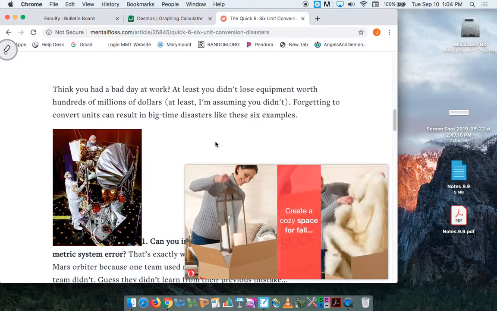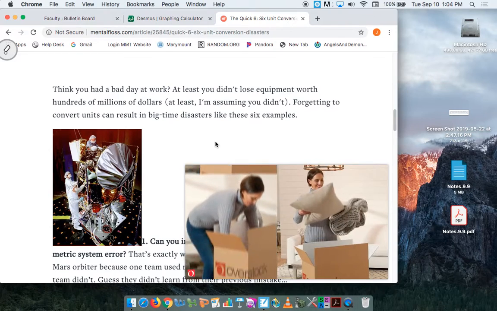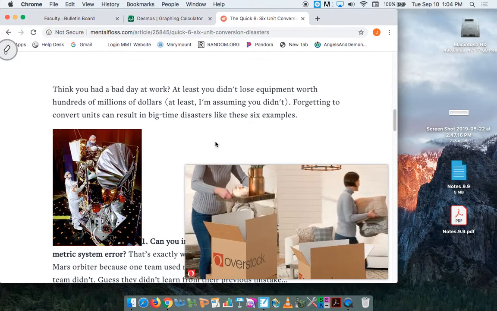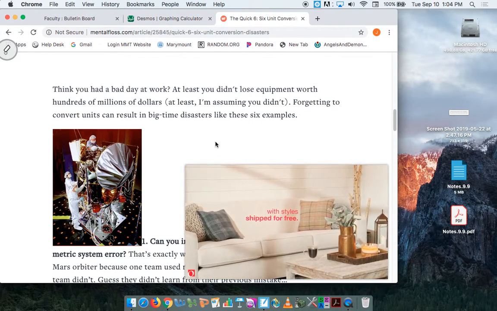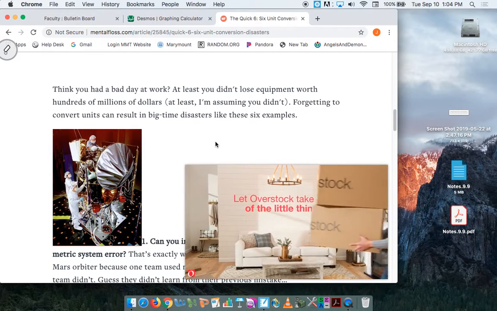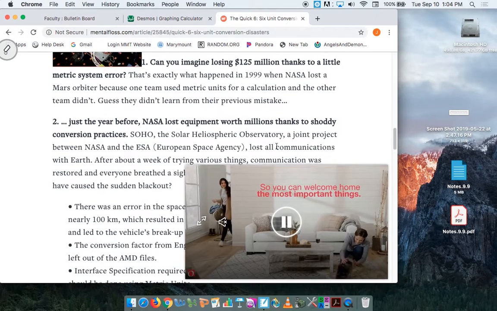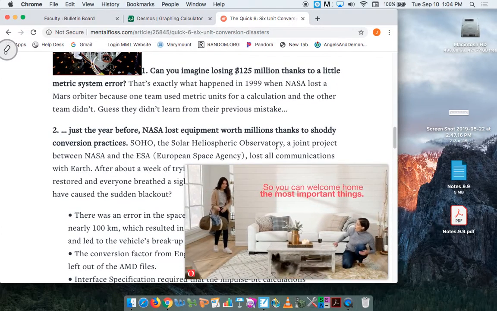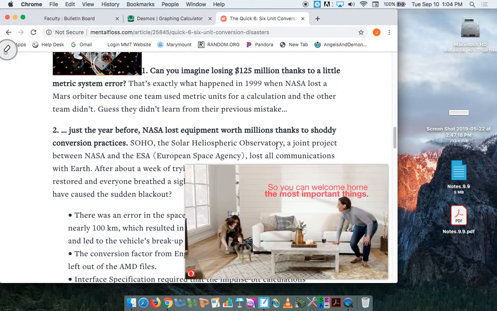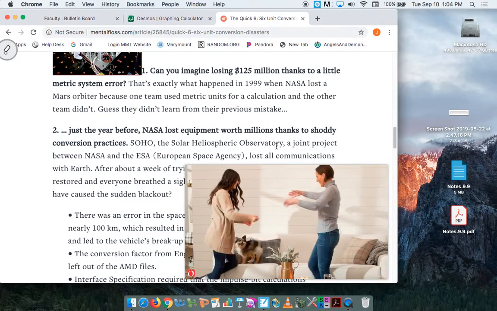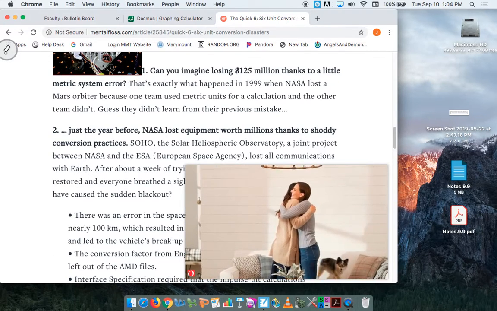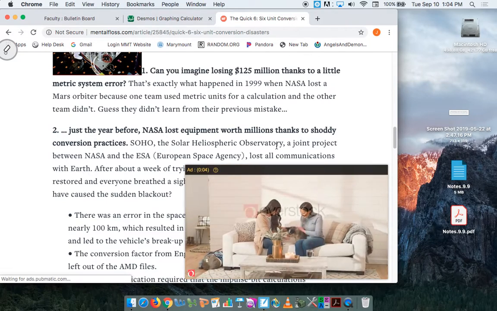We'll see. Think you had a bad day at work. At least you didn't lose equipment worth hundreds of millions of dollars. Forgetting to convert units can result in big-time disasters like the 6 examples. Let me see if I can get rid of these people walking. Okay. Can you imagine losing $125 million thanks to a little metric system error? That's exactly what happened in 1999 when NASA lost the Mars orbiter.